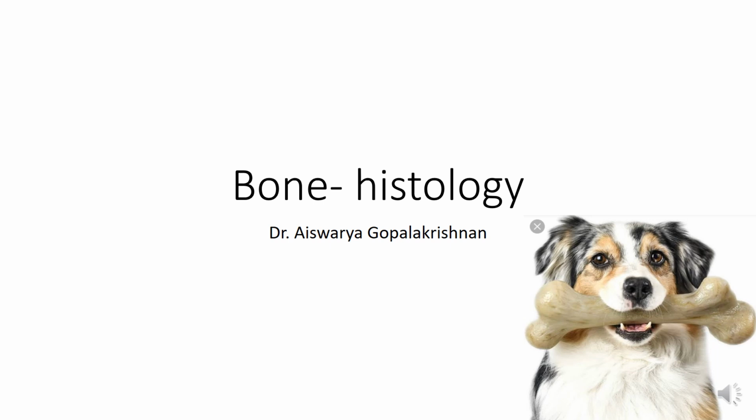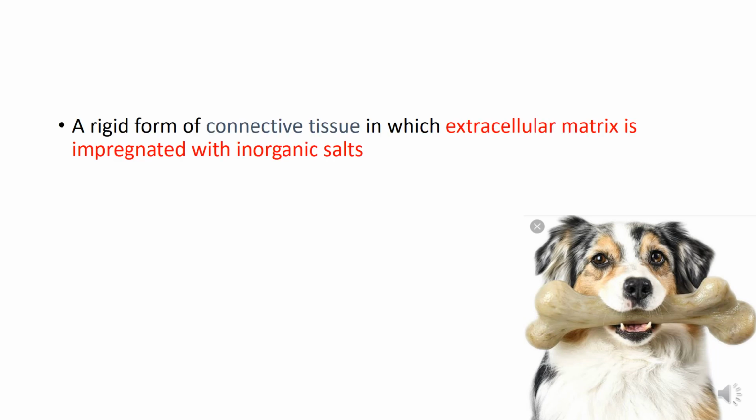Good afternoon, everyone. Today's topic is histology of bone. Histologically speaking, bone is a rigid form of connective tissue in which extracellular matrix is impregnated with inorganic salts. So it is a modified type of connective tissue in which extracellular matrix is impregnated with inorganic salts.